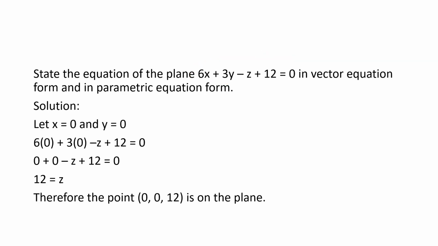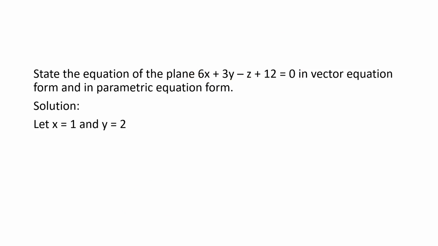So in that equation right here, the one that I'm circling, that has 3 variables, why don't we let x equal 0 and y equal 0? If we do that, we see z equals 12. That means the point (0, 0, 12) is on the plane because it satisfies the condition of the plane.